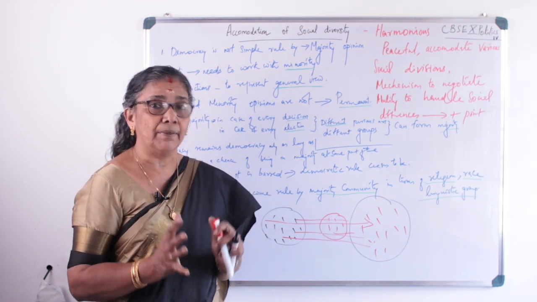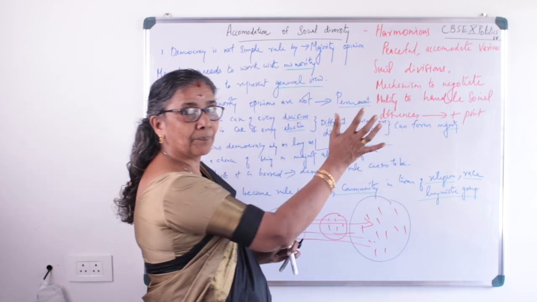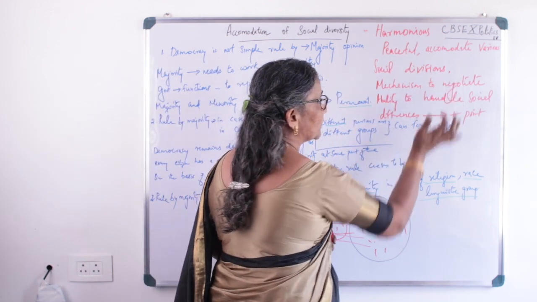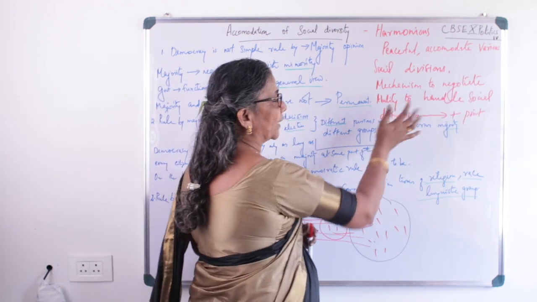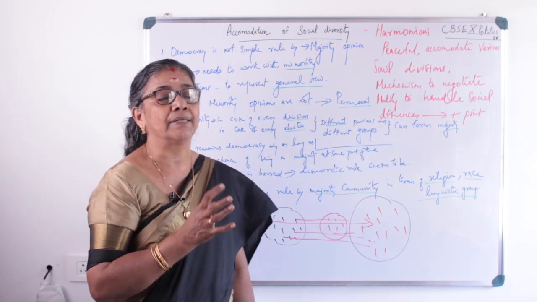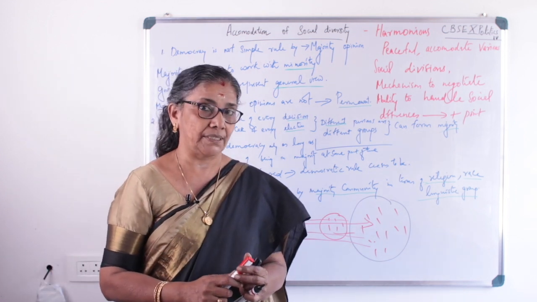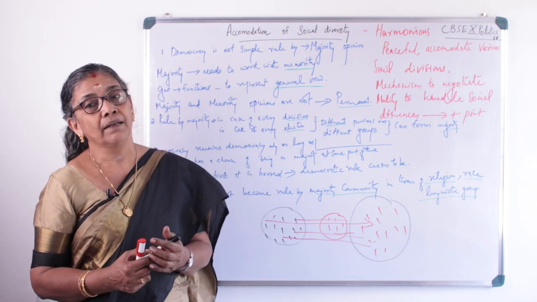So we can accommodate and have harmonious, peaceful, accommodating social divisions, a mechanism to negotiate social differences, or the ability to handle social differences. These are some plus points regarding democracy. I hope you understood what is meant by accommodation of social diversity.